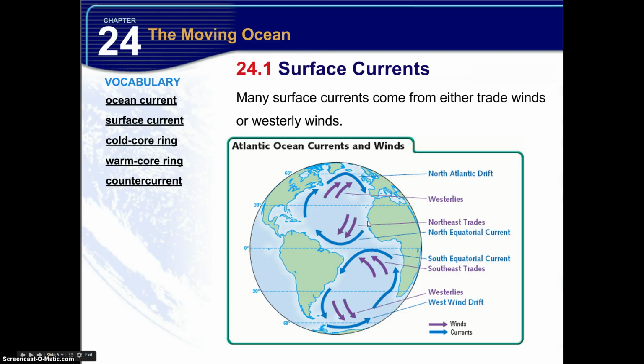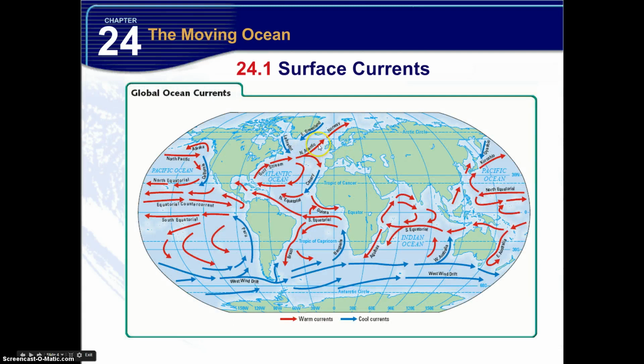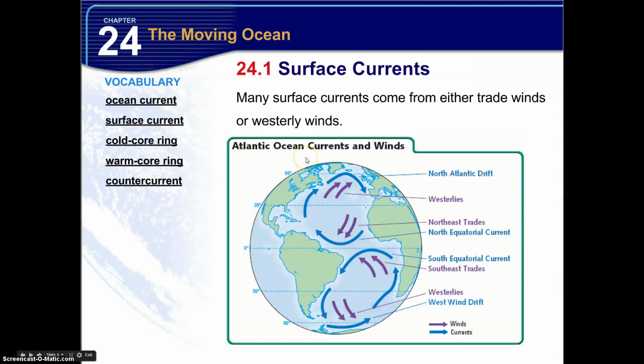Now, which winds create the North Atlantic drift? Here's the North Atlantic drift. We can go back to this map here. There's the North Atlantic drift right up there. It's the westerlies. Good. Now, what is the relationship between the surface currents and the winds that produce them? They move in the same direction. Now, predict the direction of hurricane winds along the east coast of North America. Good. They would travel northeast.